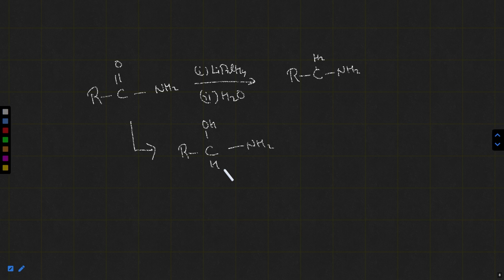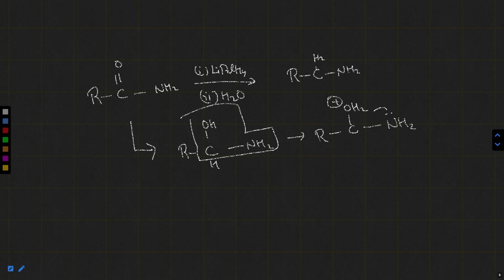Now what next can happen here? Okay, what next can happen here? So in the next part, the water will donate one H here and will form OH2 because it is very unstable. Both the amine and the hydroxy group on the same carbon is very unstable. So this will create this kind of intermediate, and now it will quickly donate electrons and remove this group to give RCNH2 plus. Okay.